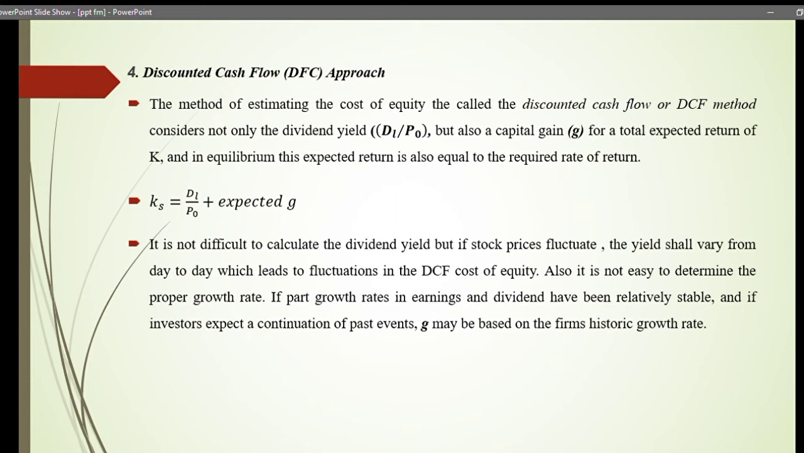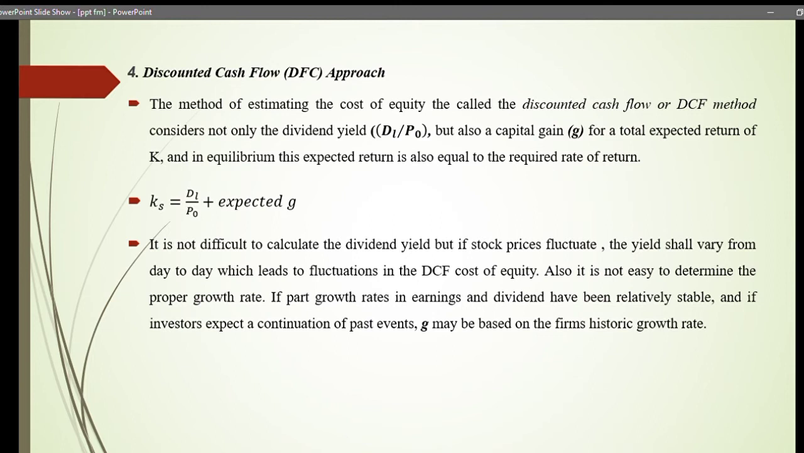And in equilibrium, this expected return is also equal to the rate of return. So, this is the equation. It is said that it is not difficult to calculate the dividend yield, but if the stock price fluctuates, the yield will vary from day to day, which leads to fluctuation in the discounted cash flow cost of equity. Also, it is not easy to determine the proper growth rate.